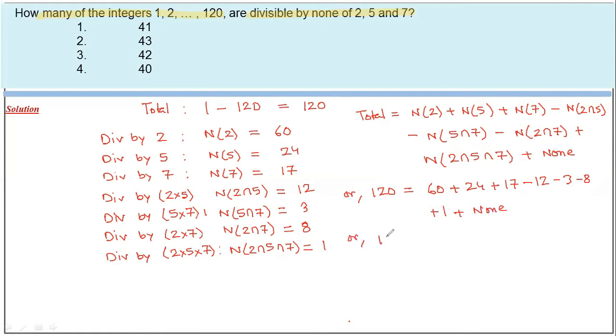or 120 equal to 101 minus 23 plus 1 plus none. Therefore, none we get as 41. So option 1 is the right answer.